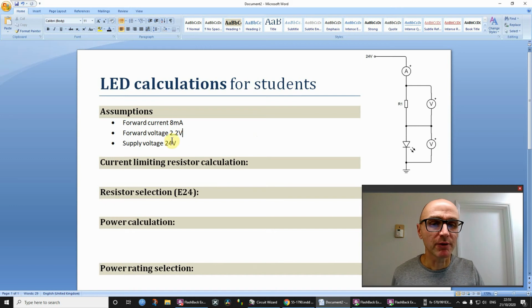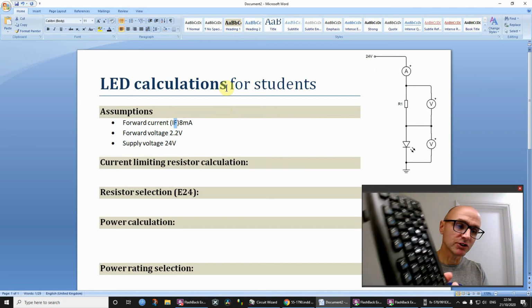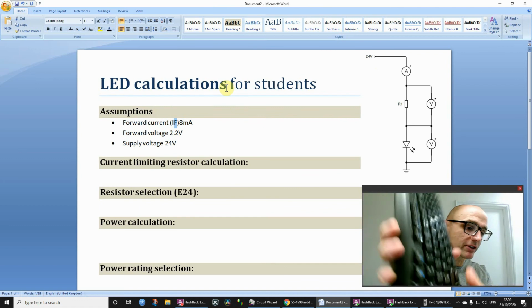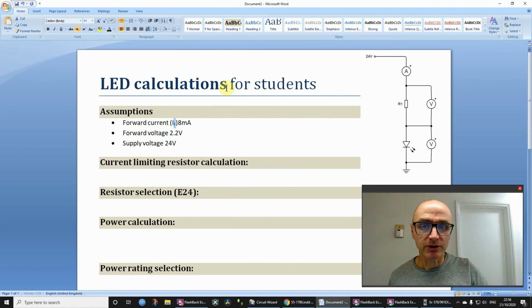So hopefully you understand where I've got the 2.2, that was the typical, and then 8 milliamps was roughly half the maximum, and supply is just what my supply is. Now, if you want to present this sort of stuff, you might want to say forward current, which is IF, and you shouldn't write it like that. The F should be subscript small, and the way I do that, I just select the F and I press Control and then the equals. I'm sure you know what I'm talking about, but just in case, Control equals will take you to subscript.